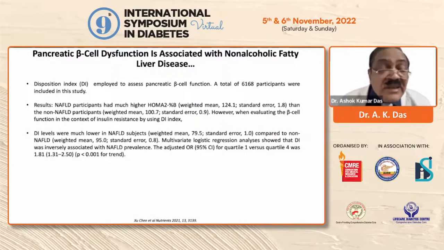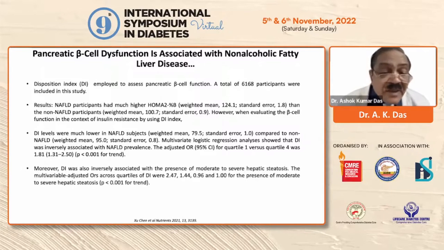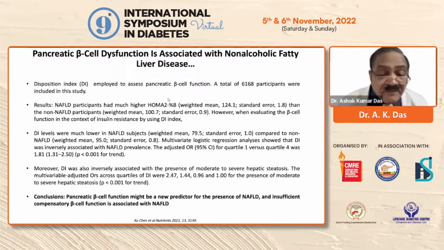In some cases, the DI index was much lower in NAFLD patients, and the analysis showed that DI was inversely associated with NAFLD prevalence. If the DI levels are low, there is increased NAFLD prevalence. Therefore, it is clear that DI, or disposition index, to assess pancreatic beta cell function, has a great deal of association with NAFLD. I think that is the only take-home message: the lower the DI, the more the NAFLD, the relationship between liver and diabetes mellitus.